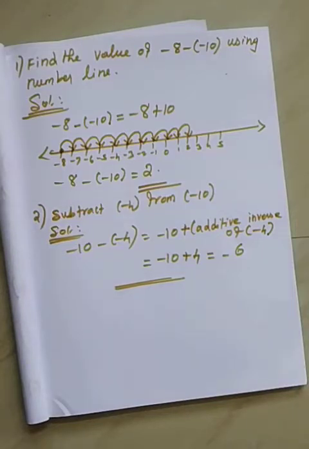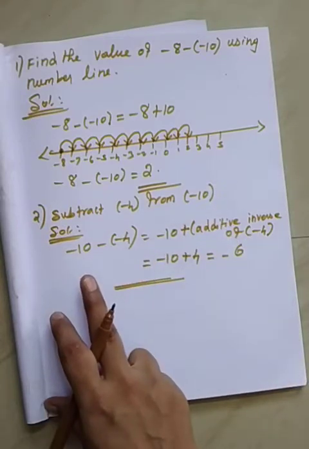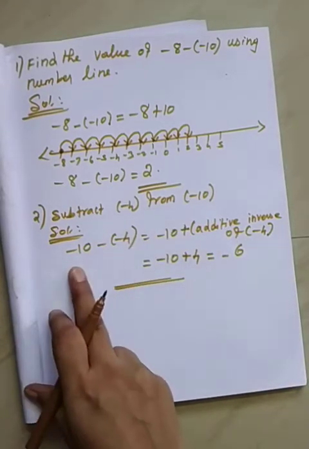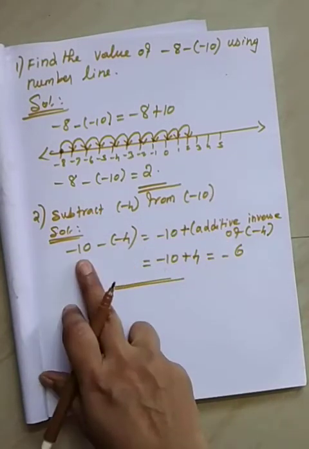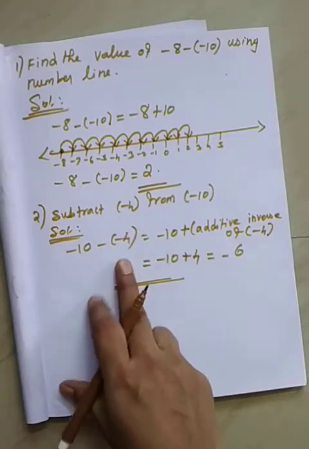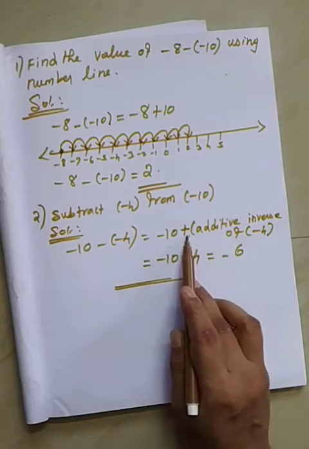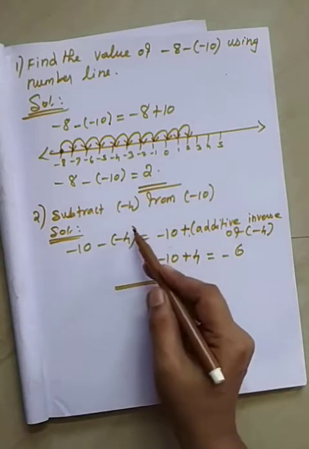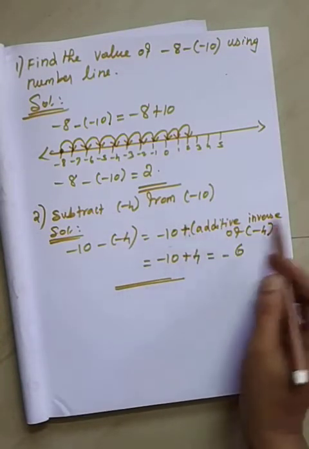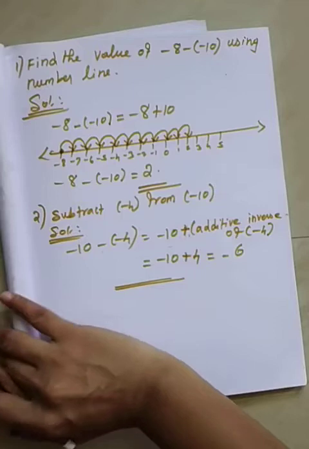Okay, see here. Subtract minus 4 from minus 10 means you have to write minus 10 first. Your question is minus 4 from minus 10. So you have to write minus 10 minus of minus 4. Write minus 10, put the plus symbol, additive inverse of minus 4, because minus 4 is here. So you proceed by the same procedure as the previous problem.